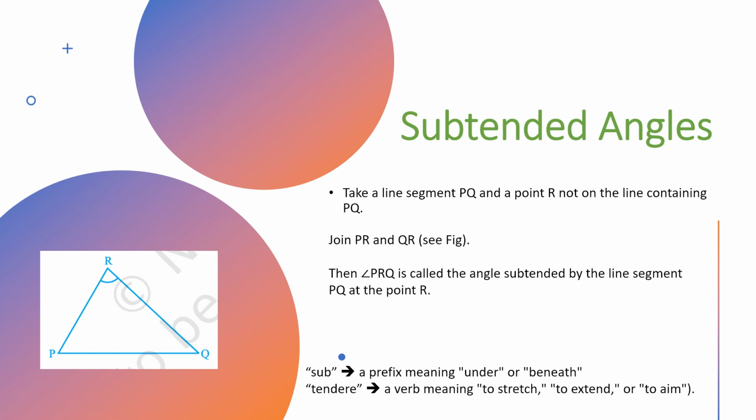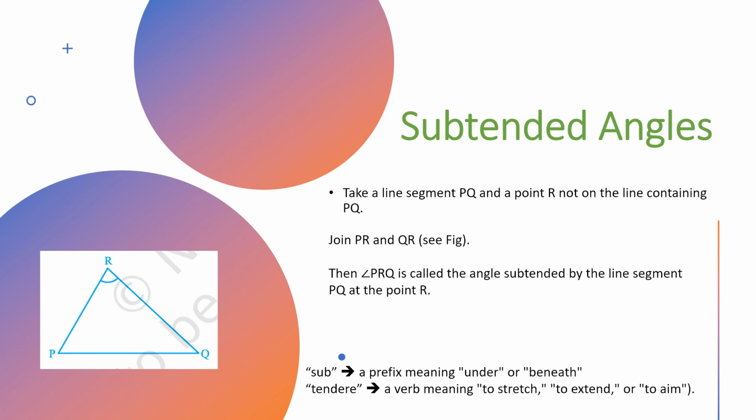All right, so now we joined. I took a point R, which is outside the line PQ, and I joined them. Now it forms an angle. Look at it: angle PRQ. Let me call it theta, or the symbol PRQ.